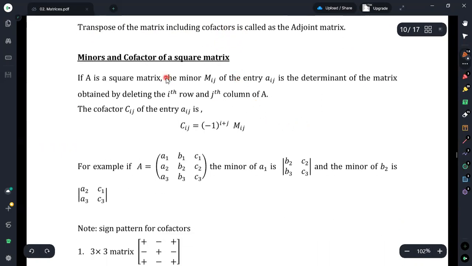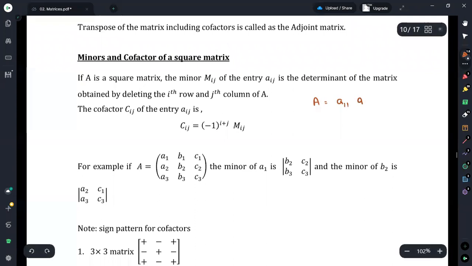Therefore, now we will have a look at the minors and the cofactors of a square matrix. First, we will discuss minors and cofactors of a square matrix. Suppose that A is a square matrix, and you are considering the entry Aij. Suppose that you are having a matrix, say this is the matrix A, then we can say matrix A has this form.